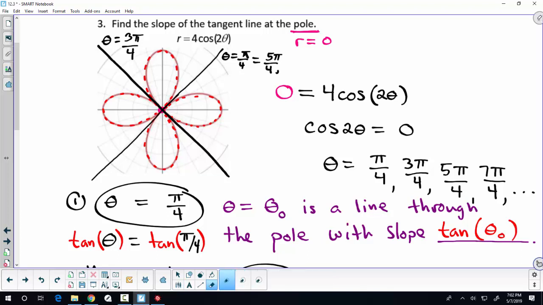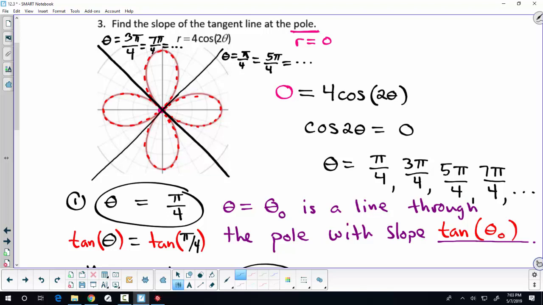Yeah, we'll just indicate that they keep repeating. Same as 7 pi over 4, and so forth. Because those two, pi over 4 and 5 pi over 4, are the same lines. 3 pi over 4 and 7 pi over 4, same lines. Yeah, there would be a situation like that.